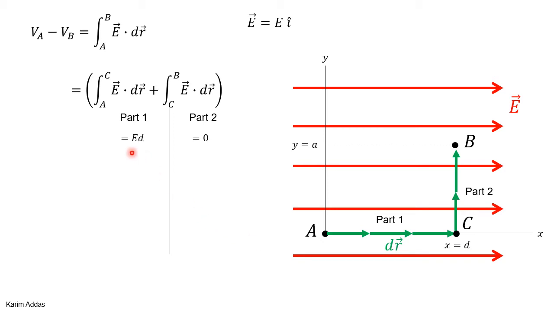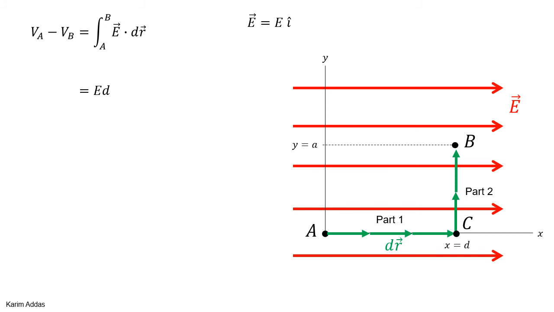So this is the result. For the first part you get E times d, and for the second part you get 0. So the total just turns out to be E times d.